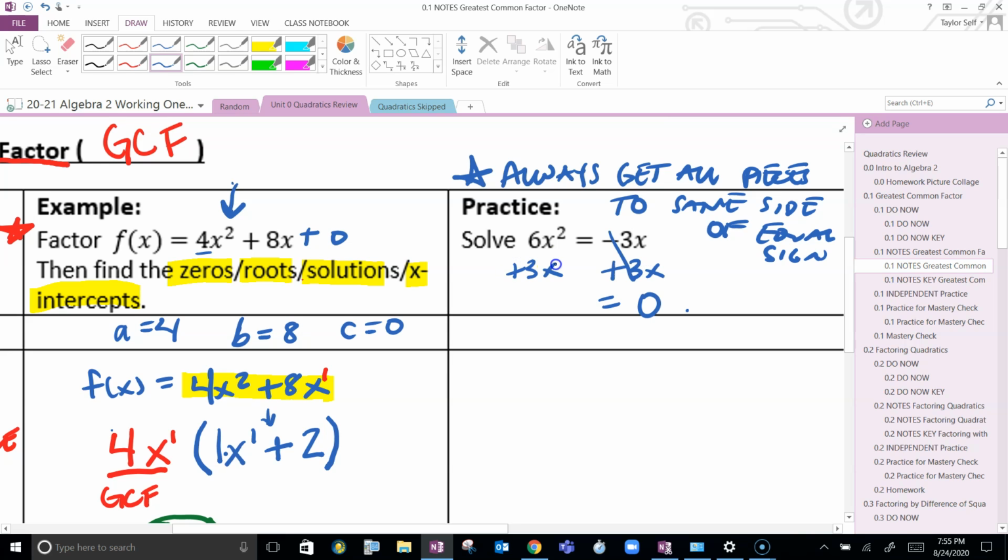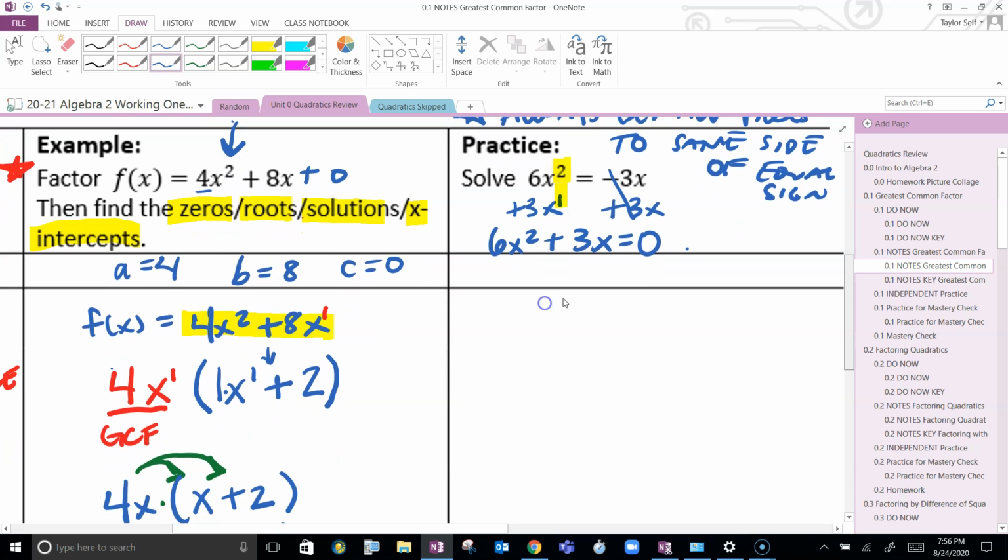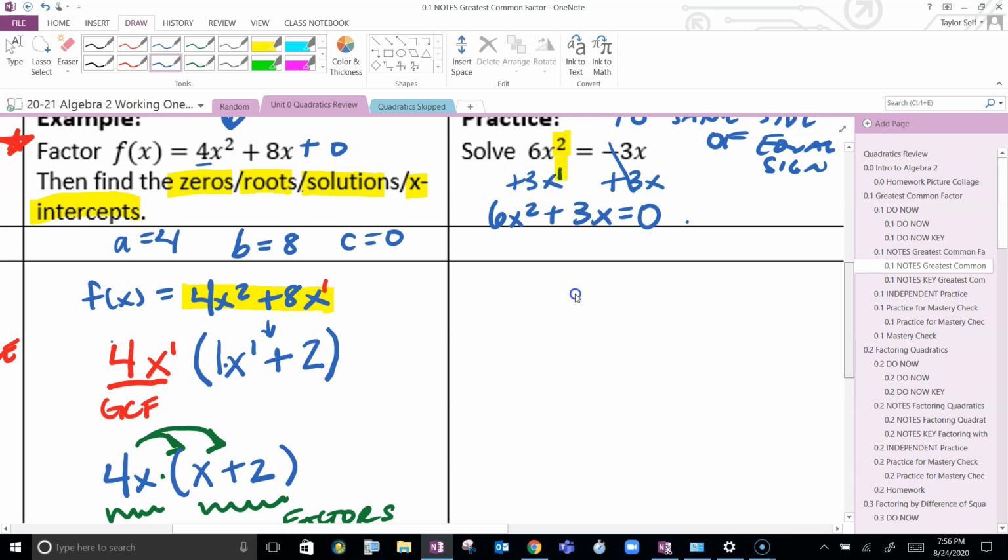Can we combine these? No, we cannot, because the exponents aren't the same. You can only combine the terms if the exponents are the same. What's the exponent on this x? If there is no exponent, the exponent is 1. So they're not the same, so we can't combine them. You just write them separate. I'm going to run out of room here, so we have 6x squared plus 3x equals 0, because we cannot combine the x squared and the x.